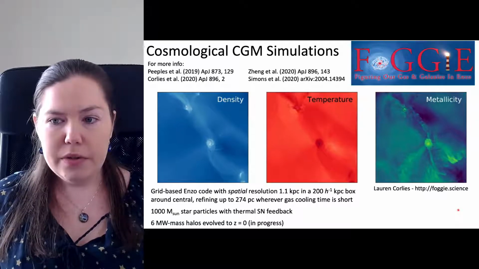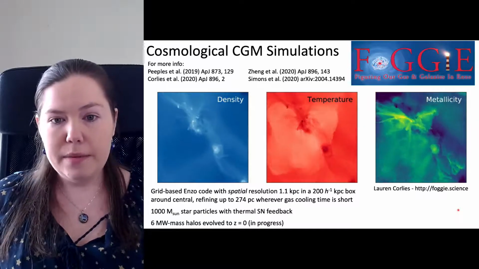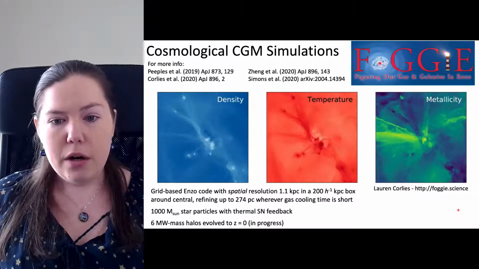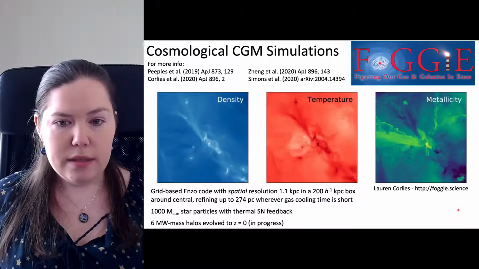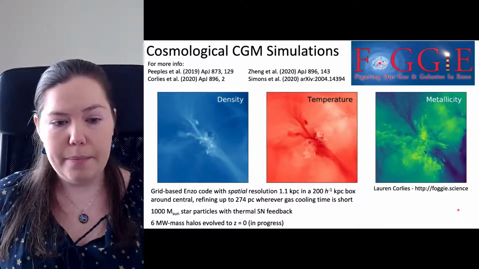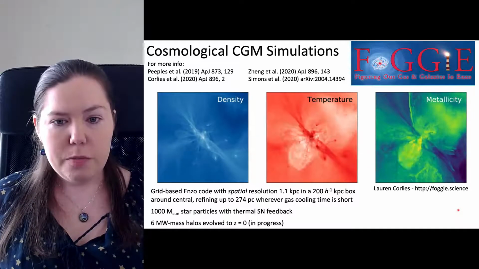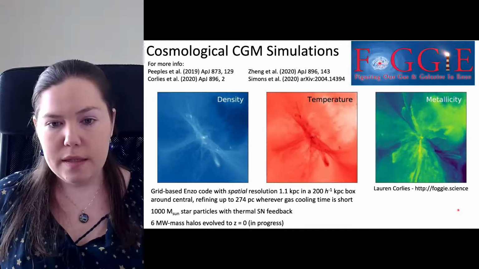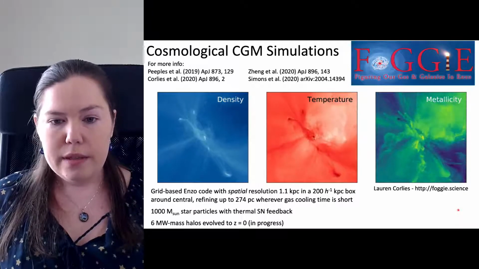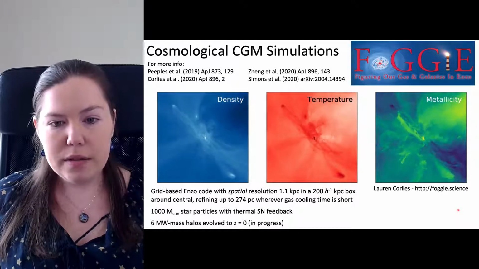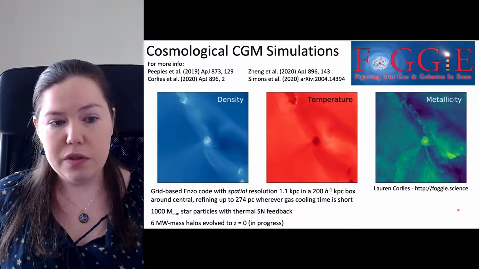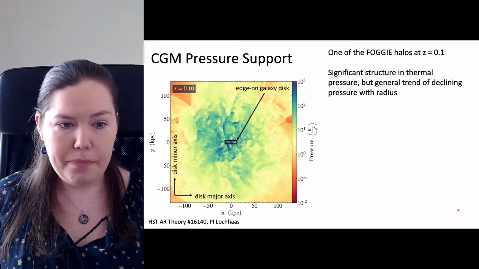The cosmological simulations that I'll talk about here are the FOGGIE simulations, Figuring out Gas and Galaxies in Enzo. And these are cosmological zoom-in simulations that place a significant amount of resolution within the CGM. And it's spatial resolution, which means that even the diffuse gas is being resolved to a high degree. So these simulations can allow us to look at the very small scale differences in the pressure support of even just the diffuse gas within the CGM.